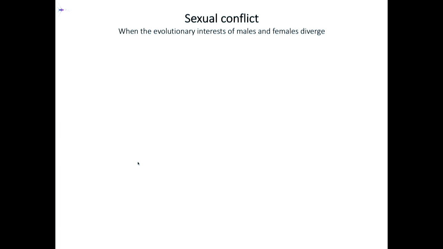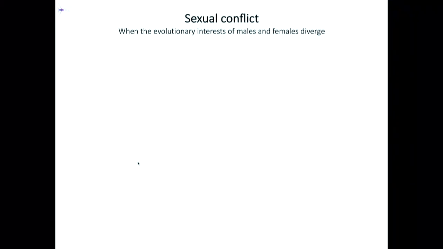So the talk today is about sexual conflict. So what is sexual conflict? It is every time the two sexes diverge in terms of their evolutionary interest, that creates a conflict, which is more or less all the time and in all lineages. So how does it work?